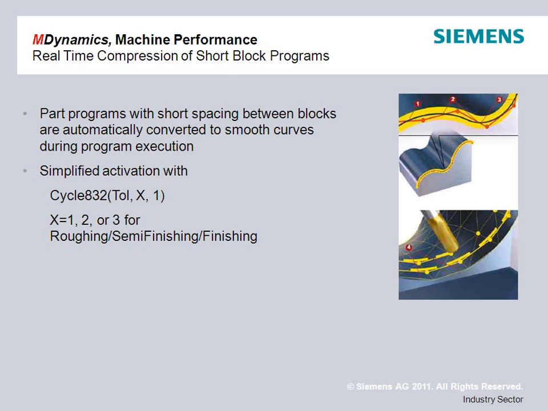For those of you that remember the old Cycle 832 call, we have greatly simplified it, where now it's just Cycle 832, your tolerance value, a 1, 2, or 3 value for roughing, semi-finishing, and finishing, and a 1 meaning new call. A couple slides on, we'll talk about how this affects legacy part programs, especially for those of you with FAA certs on your programs.